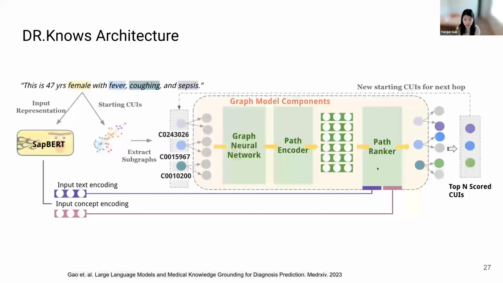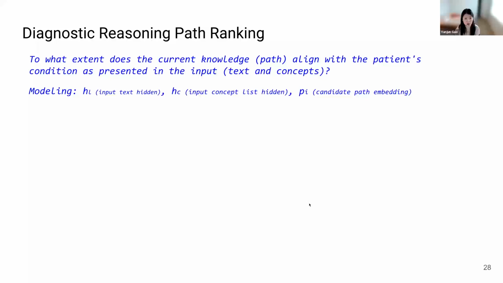We can also see that the path ranker, besides the path embeddings as input, also takes the input text encoding or input text embeddings as input, as well as the input concept embeddings. This is because we want the ranking procedure to depend not only on the input text description, but also on the concept representation as context.